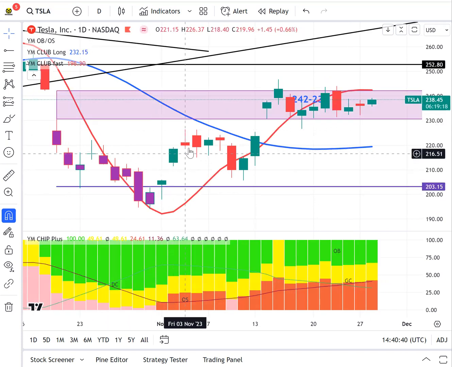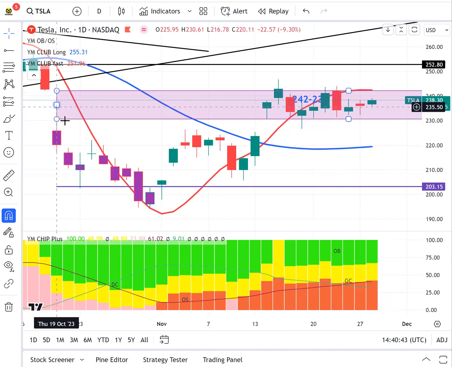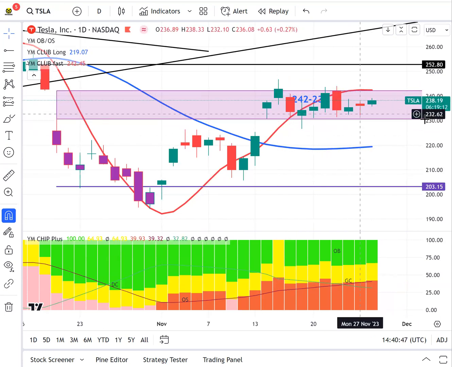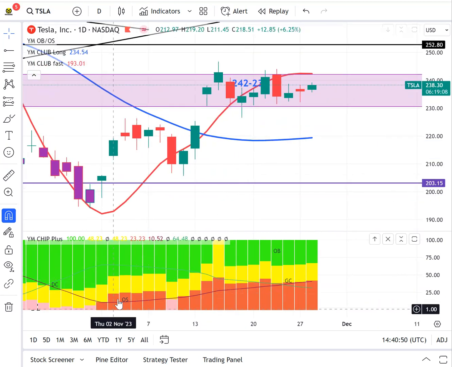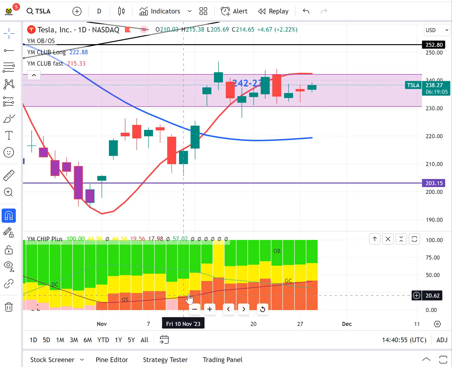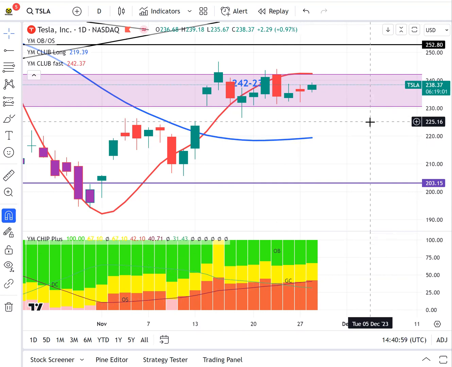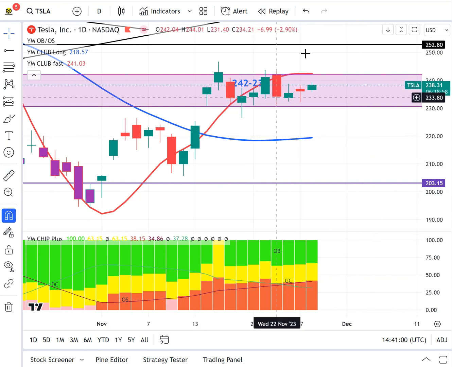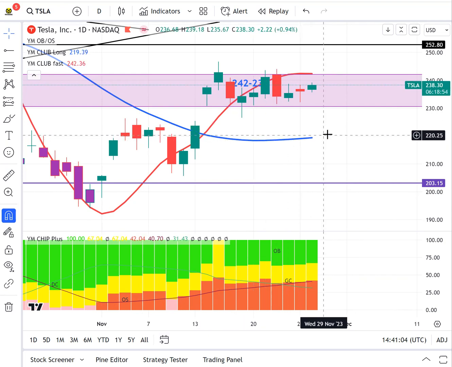So you buy here. We don't have any yellow, and we are still inside this purple zone. Okay, so this is my, oh, you can see the YM chippers. What happened is the red is going up, but we are still doing sideways. You see the red is sideways and the blue is still sideways.